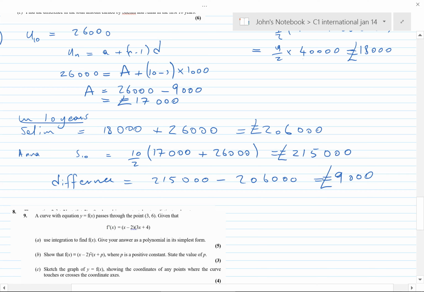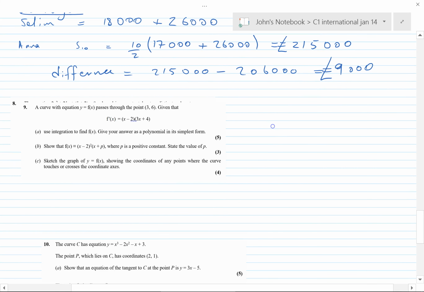Okay, so that's that done. Incidentally, if you're wondering how to work that out, I'd probably add the two numbers together. So you get 43,000, and then half that, and that's where you get the 215 from. Okay, let's go on to question 8.